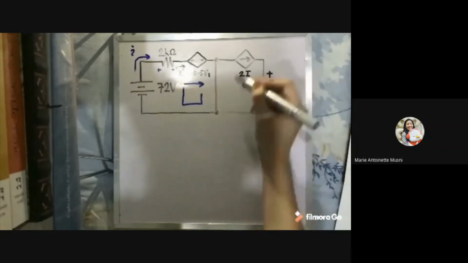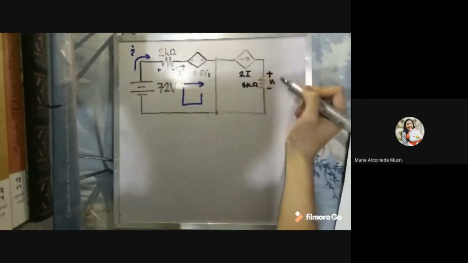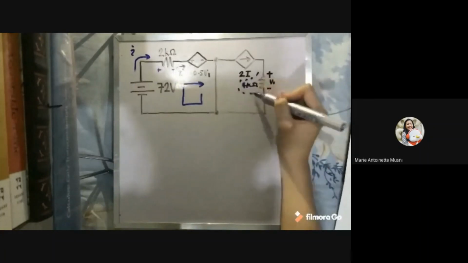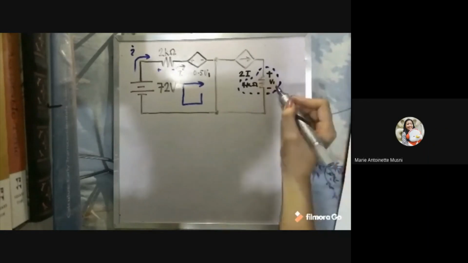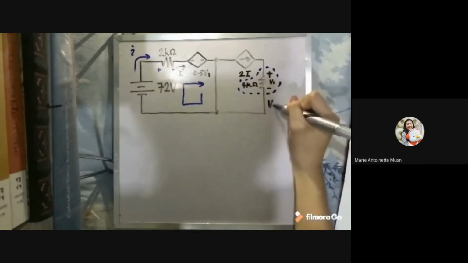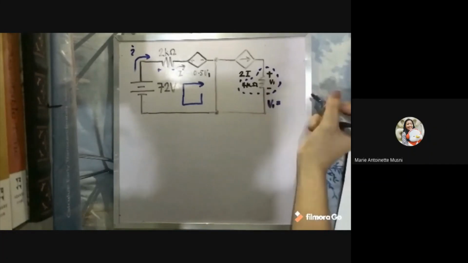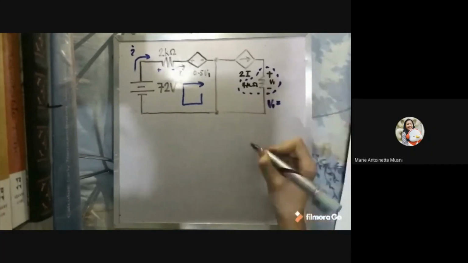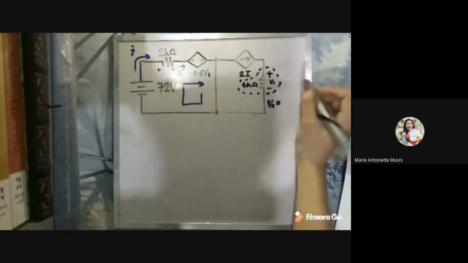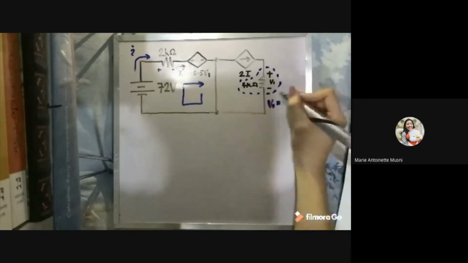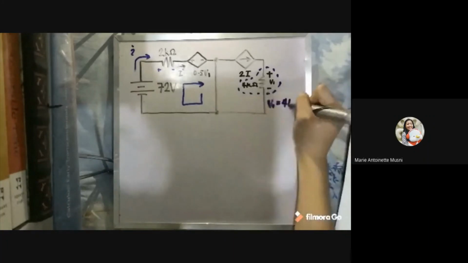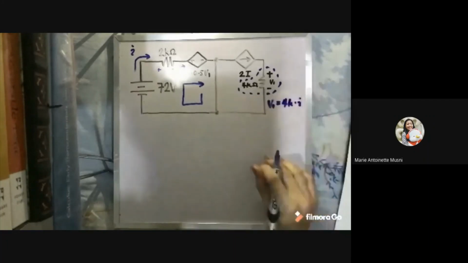In this component, we can make an equation for V1 as V1 is equal to IR, which is this I here, times our resistor. So that's IR, that's 4 kilo ohms times I.